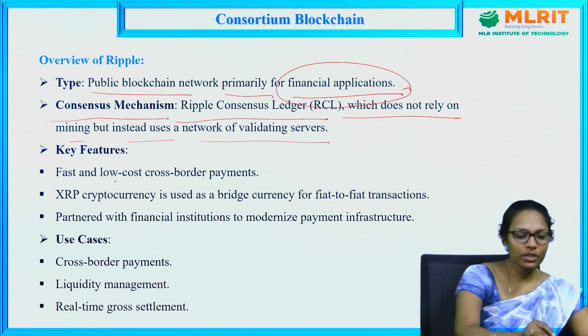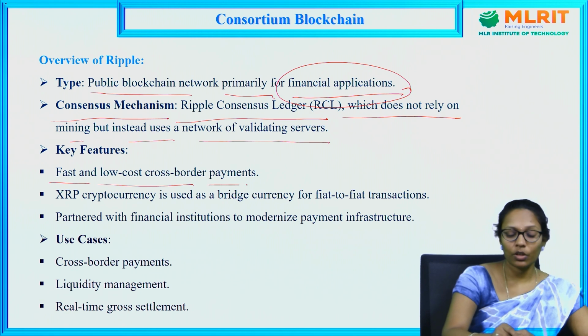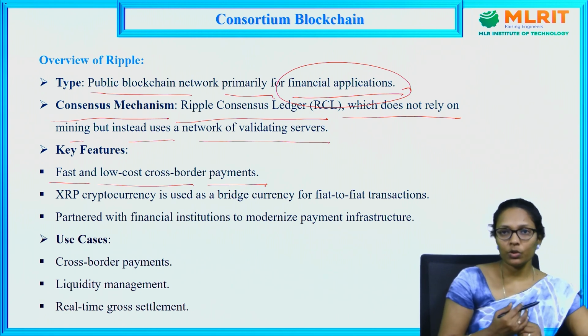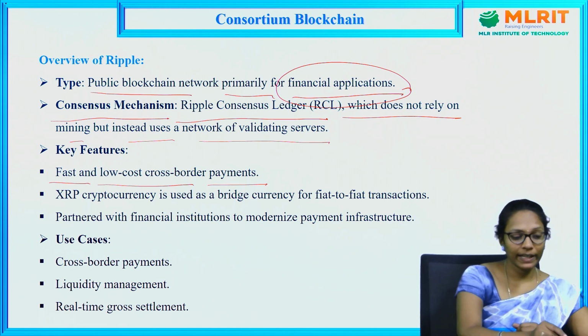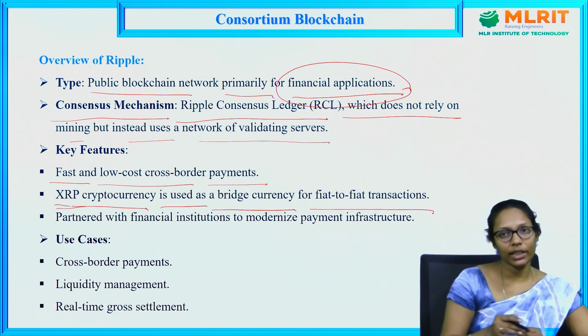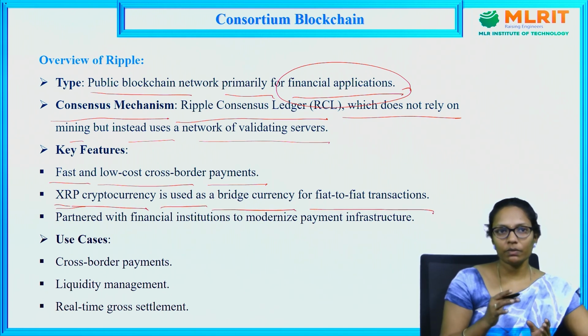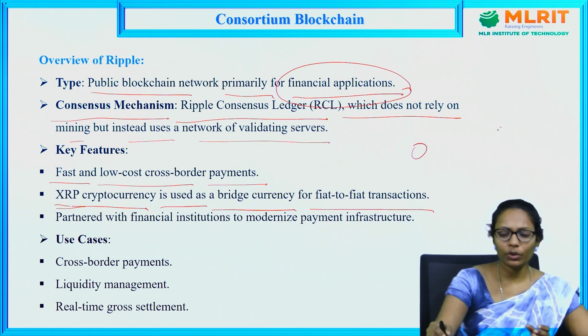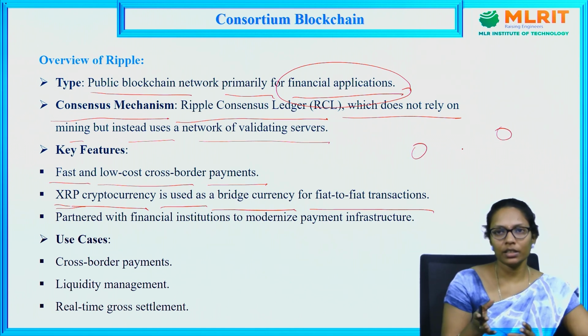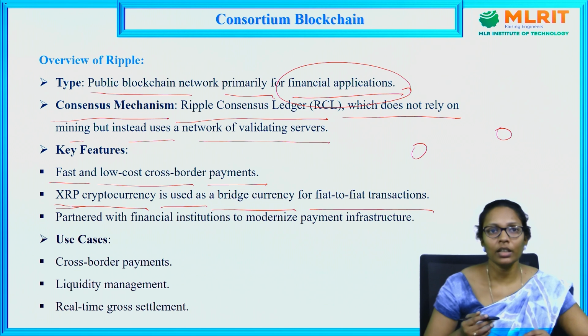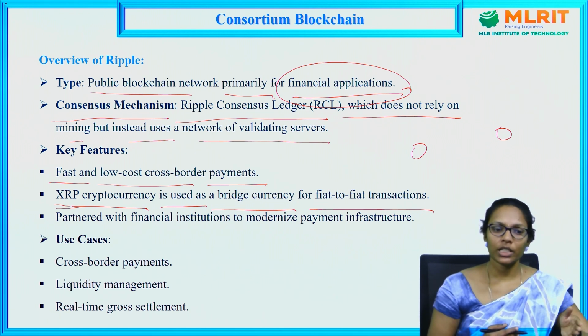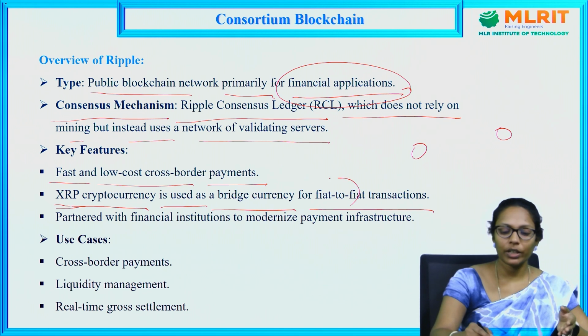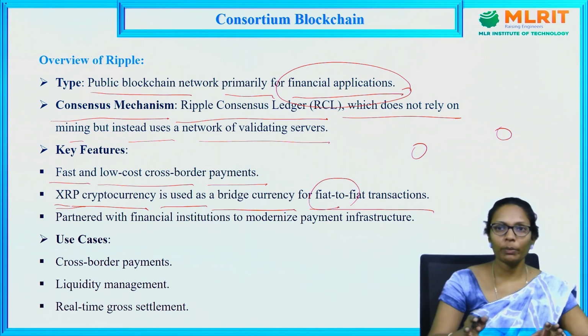So coming to the features, it offers fast and low cost cross-border payments. Ripple also maintains an internal cryptocurrency called XRP. It is used as a bridge currency for fiat to fiat transactions. So if you want to transfer some funds from one account to another, generally we have money in terms of rupees or dollars, right? Here XRP is a digital cryptocurrency maintained by the Ripple platform. So in place of fiat currency, you can buy this and transfer it in place of a traditional currency.